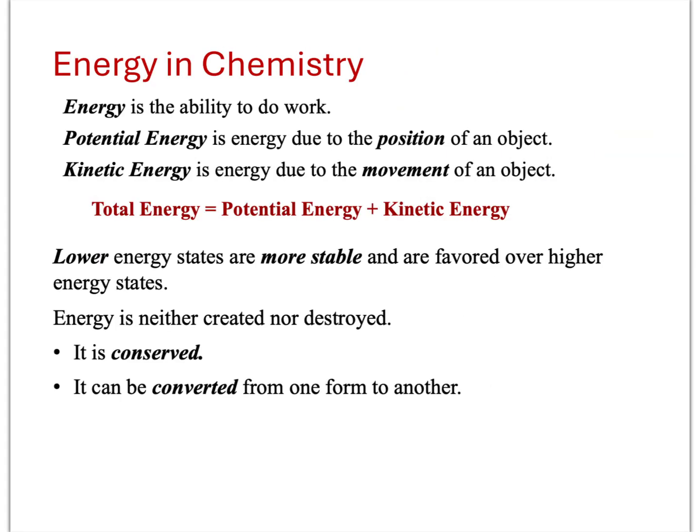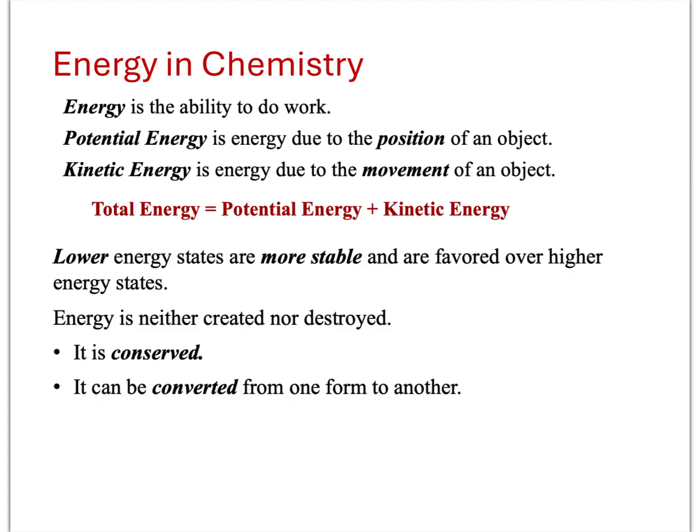The next set of units you are going to encounter in chemistry is the unit for energy. So what is energy? Energy is the ability to do work. And all matter has potential energy and kinetic energy. Potential energy is related to the position of the object, and kinetic energy is due to movement. If we say something is lower energy, that always indicates that it is more stable. And if we say something is higher energy, it is more unstable.